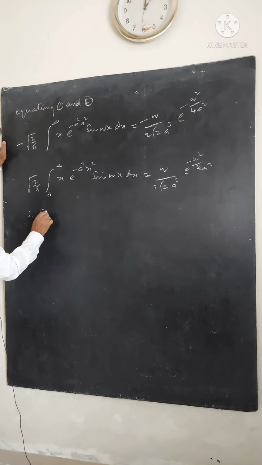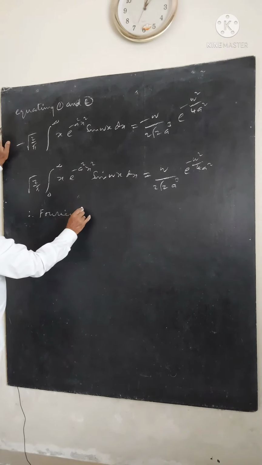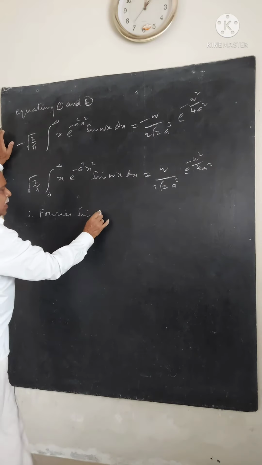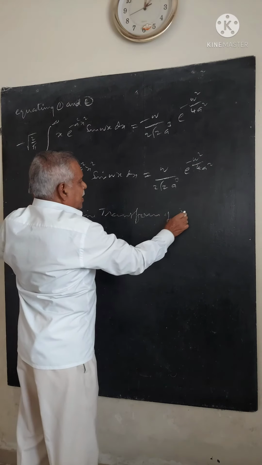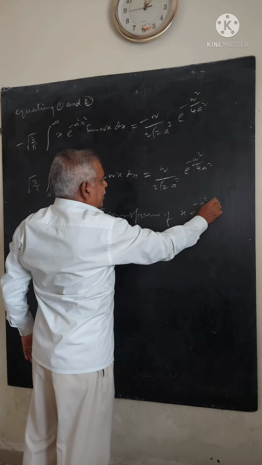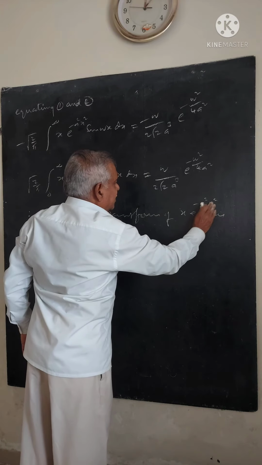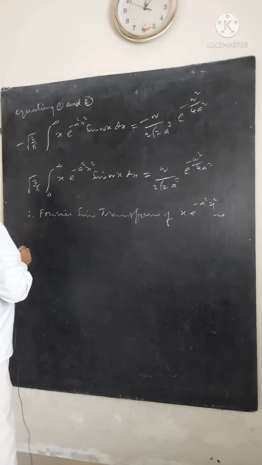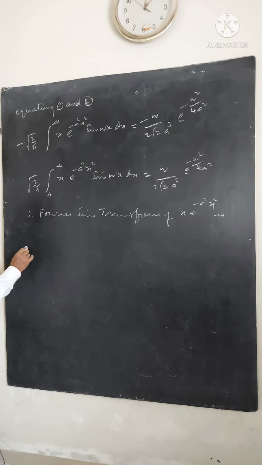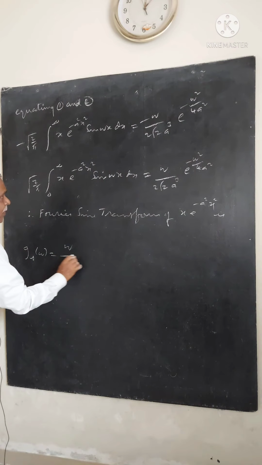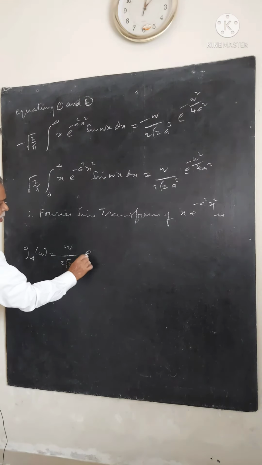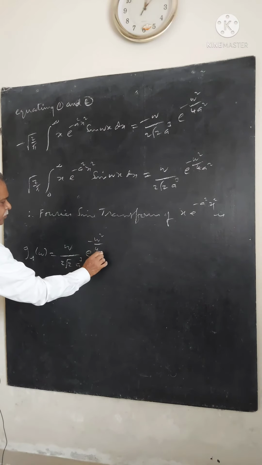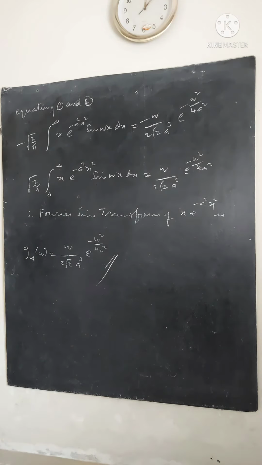Therefore, the Fourier sine transform of x e power minus a square x square is g s omega equal to omega by 2 root 2 a cube e power minus omega square by 4a square. That is the answer.